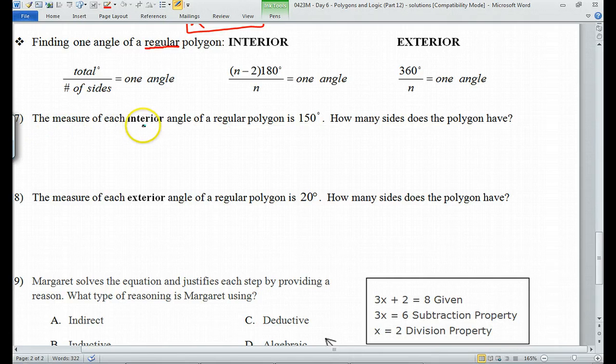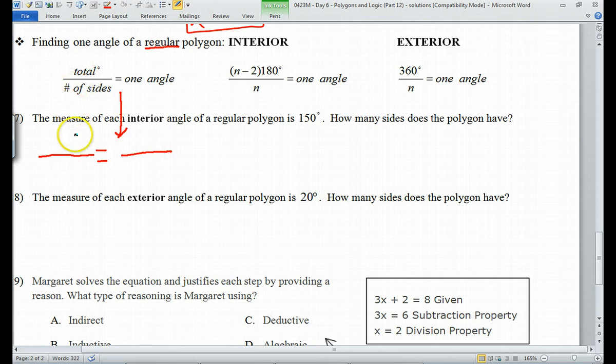So look at number 7. The interior angle of a regular polygon is 150 degrees. How many sides does the polygon have? So, looking at this model, okay, total degrees over number of sides equals one angle. Let's set up and see what we've got.